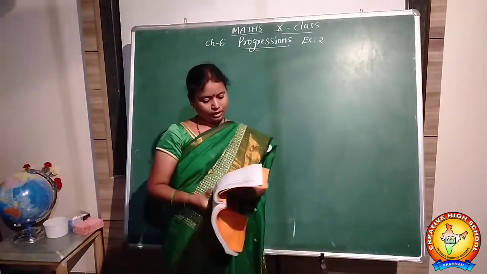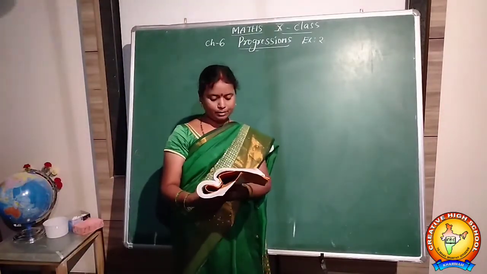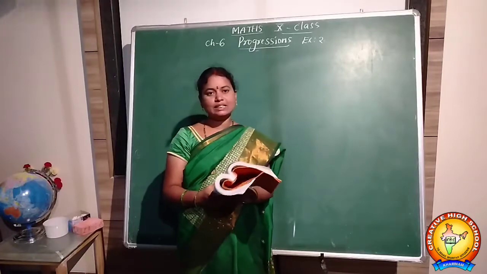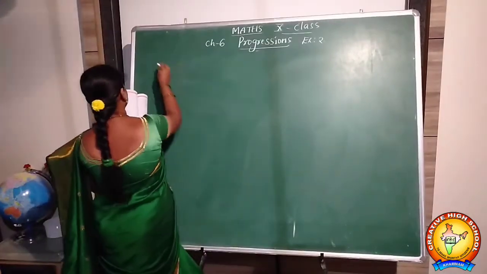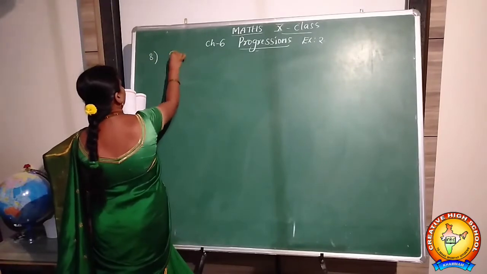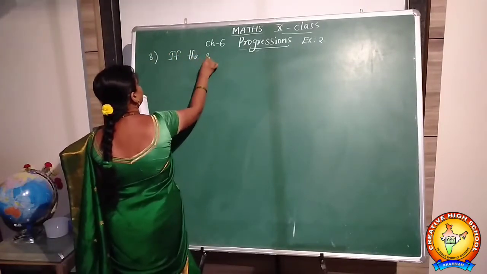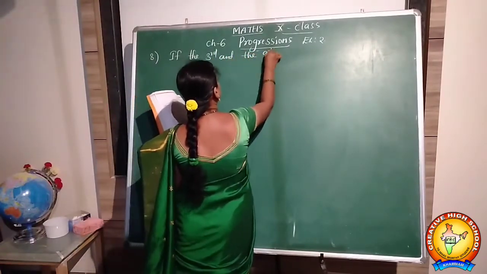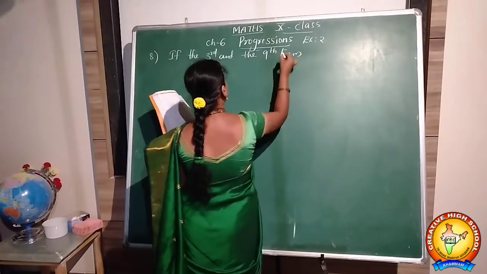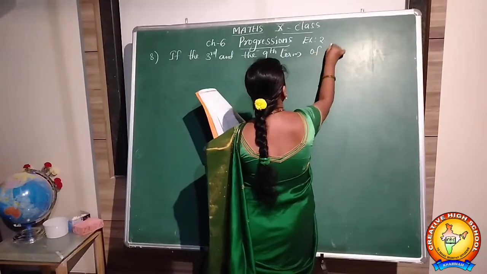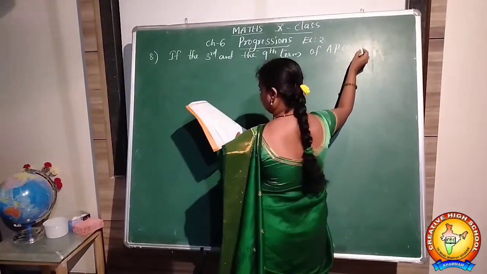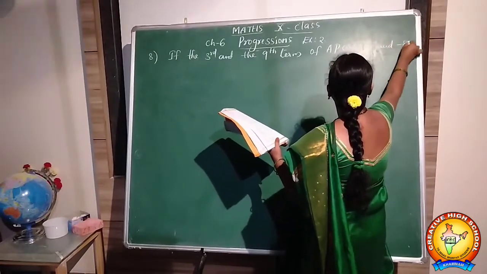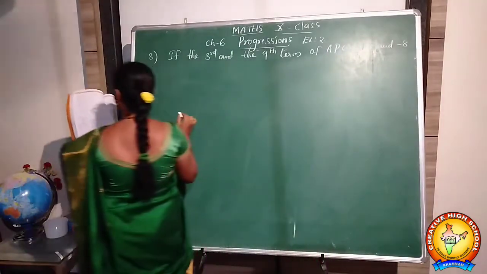See here. If the third and ninth terms of AP are 4 and minus 8 respectively, which term of the AP is 0?